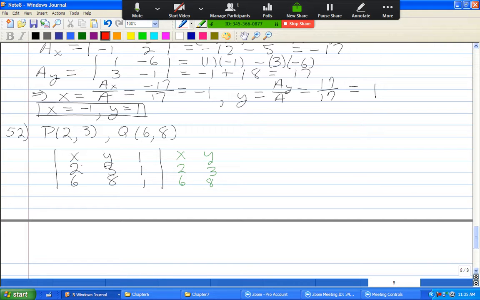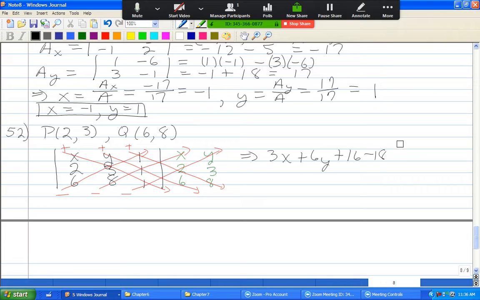X 2, 6, Y 3, 8. So let's multiply. Multiply. Subtract. Okay, so we have 3x plus 6y plus 16 minus 18 minus 8x minus 2y equals 0.